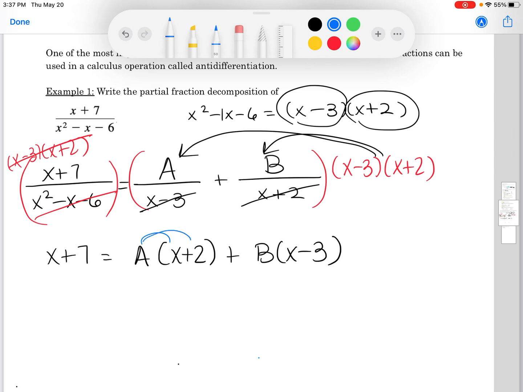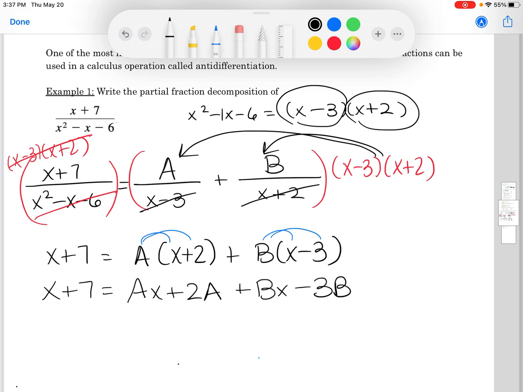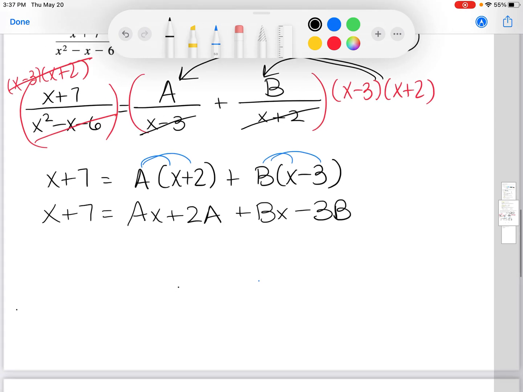All right, so now we can clean this up. Let's distribute the a and distribute the b. So we have x plus 7 is equal to ax plus 2a plus bx minus 3b. Okay. And what we want to do here is to now try to make this more in a polynomial form where we put the x's together. So I'm going to put these two next to each other first.